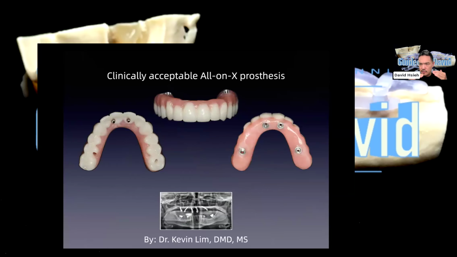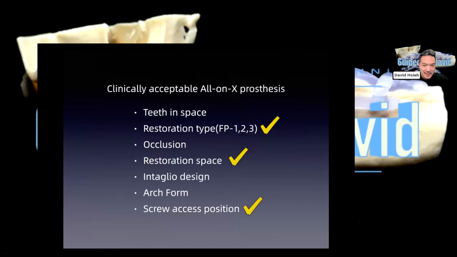So let's go back to the bottom line. What is a clinically acceptable all-on-X prosthesis, right? There are certain criteria with that, and we won't be able to go over all of them today, but I brought up three things we can go over today, and we're gonna practice that in the treatment planning session later. So there are so many criteria, right? So let's see.